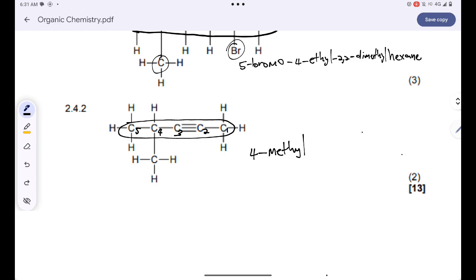And then, since I have 5 carbons, it will be pent. Between carbon 2 and 3, I have a double bond. That's pent-2-yne. It's not a double bond, but it's a triple bond. You know? The suffix needs to be yne because I'm dealing with an alkyne. That's how, guys, I was supposed to tackle this question.